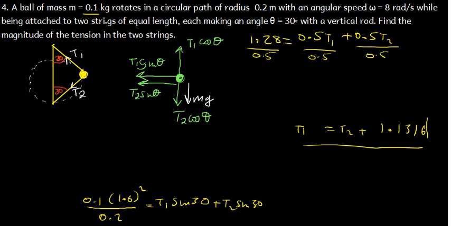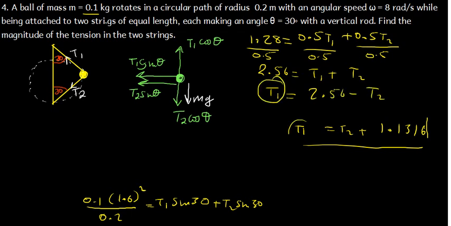1.28 divided by 0.5 is 2.56, and that is equal to T1 plus T2. Let me make T1 the subject of the formula. T1 is going to be equal to, I'll take T2 to this side, it becomes negative, so that becomes 2.56 minus T2. So this is T1, this is T1, so we can equate the other terms then.